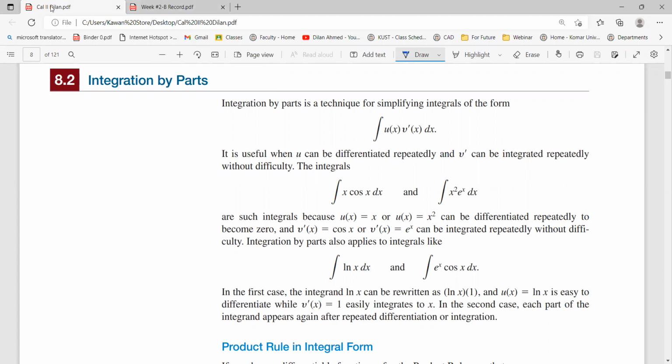So first of all, the name is integration by parts, or sometimes called UDV. It's called UDV, not UDU. UDV means that if you have an integral with multiplication between two functions, like x e to the power x dx, this is the simplest example in UDV.